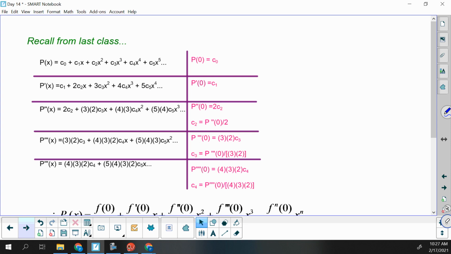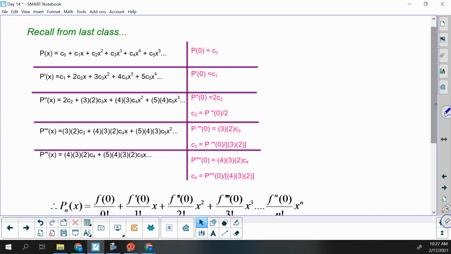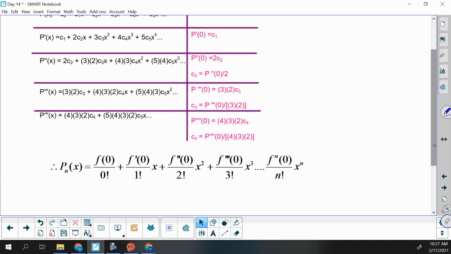So recall from the last class, we learned how to build a Maclaurin polynomial using our derivatives. And down in the bottom of this slide here is the key thing. So it's our y value at x equals 0 over 0 factorial, plus our first derivative at x equals 0 over 1 factorial times x to the first. And then second derivative over 2 factorial times x squared, and then so on for third derivative, and out to whatever degree we need.